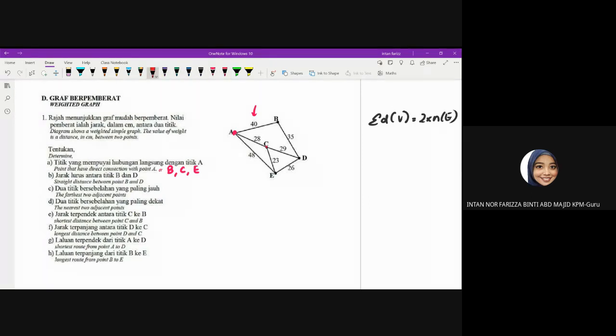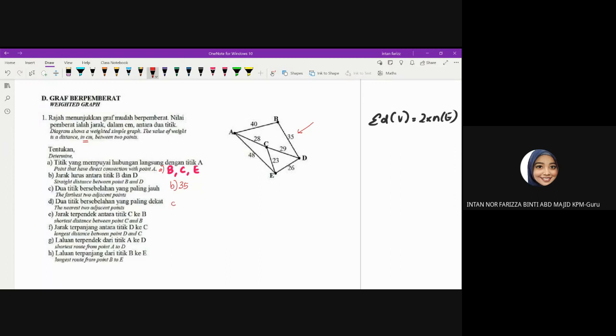This is for A. Okay, for B, a straight distance between B and E. That means there is no cornering, no junction, just a straight line. So the straight line from B to E, what is the value? It is 35 here. So you write 35. You can write it in cm if you want because it is a distance in cm. If you just want to write 35 also can.